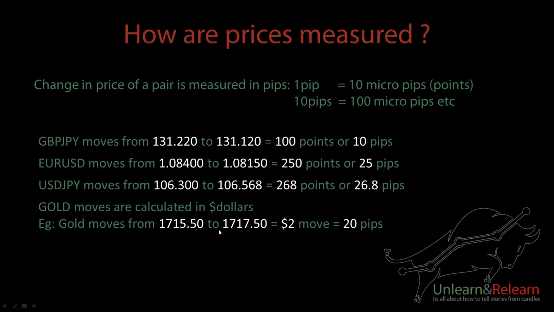You have to understand this: when you're looking at gold prices on your charts, you're always looking at dollar values. Right now gold is at $1,715.50, so if gold moves to $1,717.50, that's a change of $2. That means gold has moved by 20 pips. If gold moved from 1715 to, let's say, 1720, that's a change of $5, which means gold has moved by 50 pips.